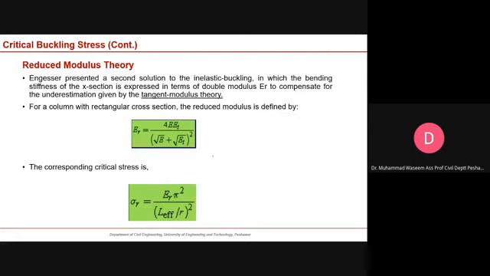So people came up with another theory we call the reduced modulus theory, in which you just use the reduced modulus. How do we calculate this reduced modulus? You can estimate it using this formulation. Then for the critical stresses, you just replace the tangent modulus value with this reduced modulus.